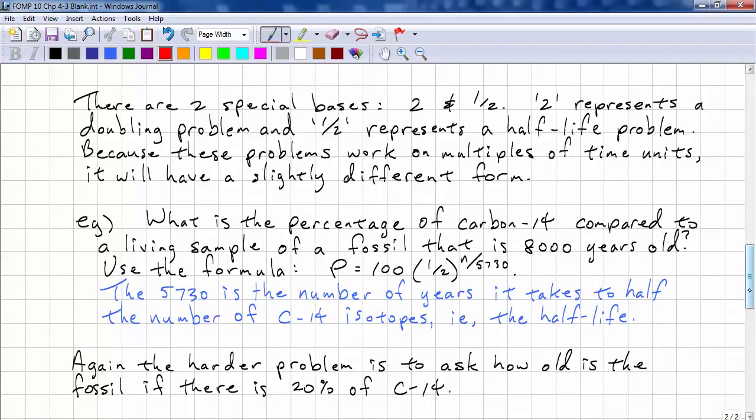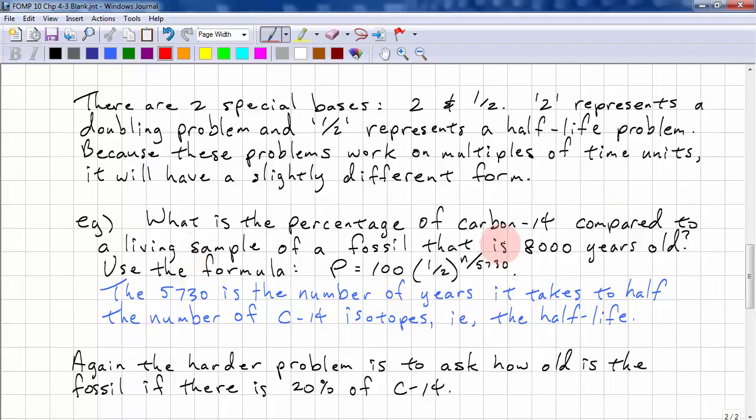There are 2 special bases, 2 and a half. 2 represents a doubling problem, and a half represents a half-life problem. And because these problems work on multiples of time units, it will have a slightly different form.